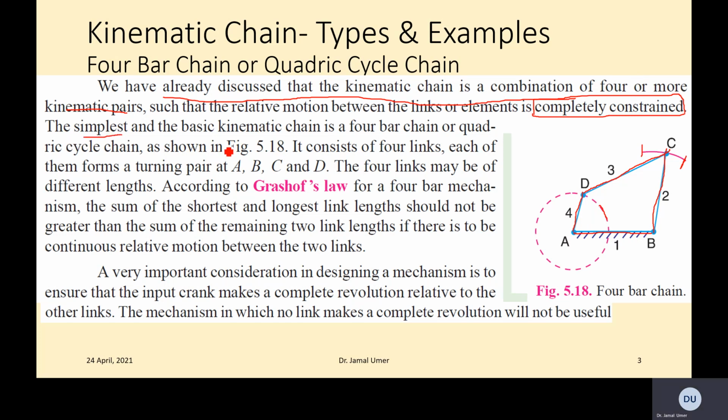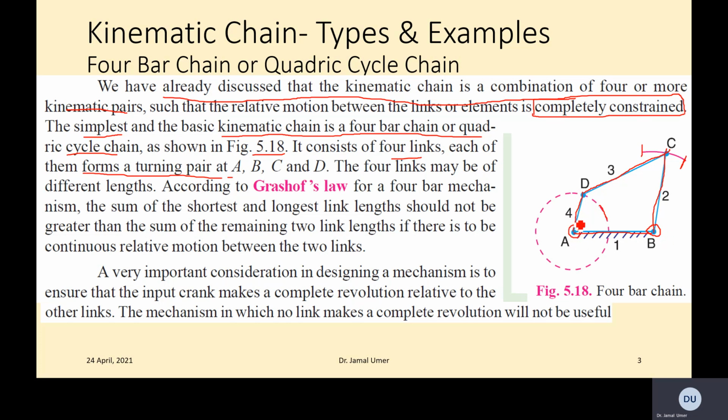The simplest and the basic kinematic chain is a 4-bar chain or quadric cycle chain. This is one of the very fundamental ones, shown in figure 5.1. So this is the same figure. It consists of 4 links. Each of them forms a turning pair at A, B, C, D. So you see, at each particular point, we are making a turning pair.